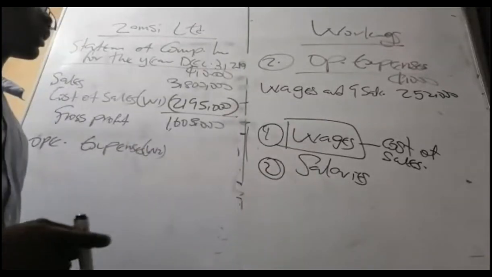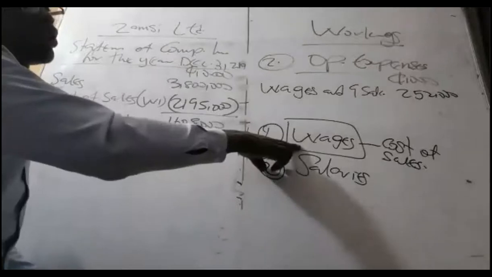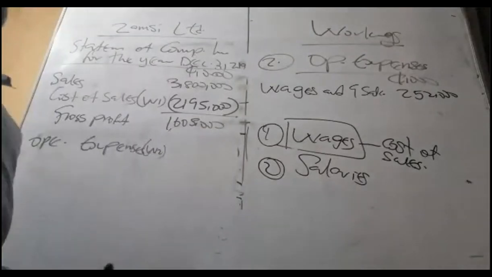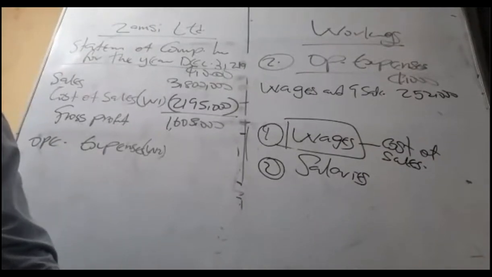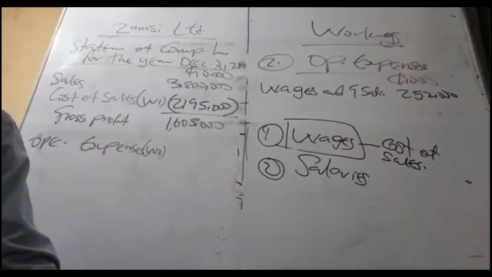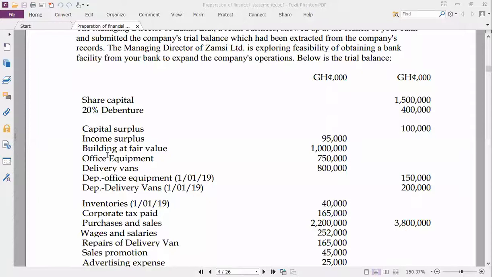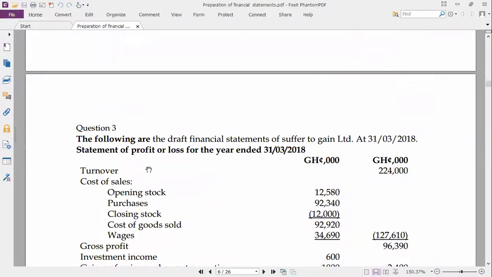Salaries goes to operating expenses. Wages standing alone go to where? Cost of sales. So apart from wages standalone, any other item which relates to the salaries must go to operating expenses. So take note. If, let's go to the next question, question 3. If you go to question 3 right away, you will see there wages here, which forms part of what? The cost of sales. So this is wages. It should form part of what? Cost of sales.